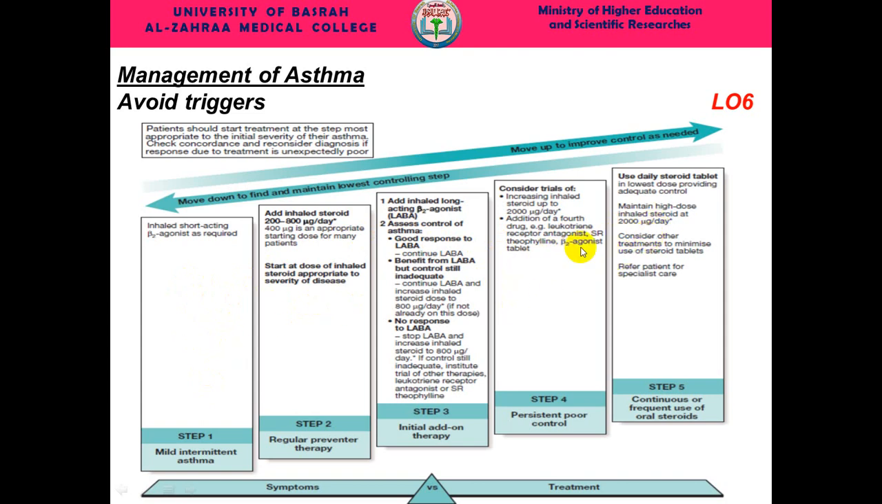And whenever we are in a higher step, say in step 4, and the patient is well controlled without asthmatic attack, we may step down by returning back to step 3 or step 2 or step 1. And this is called step down. So step up and step down.